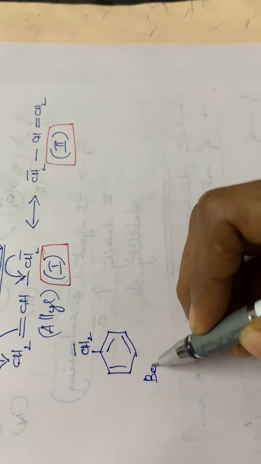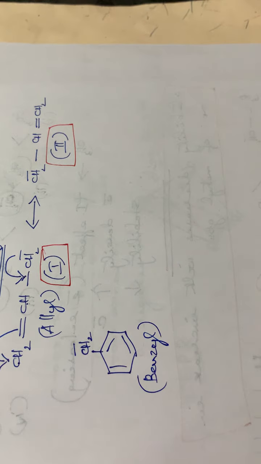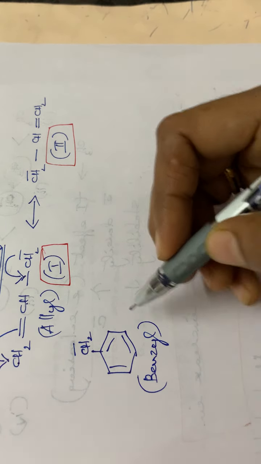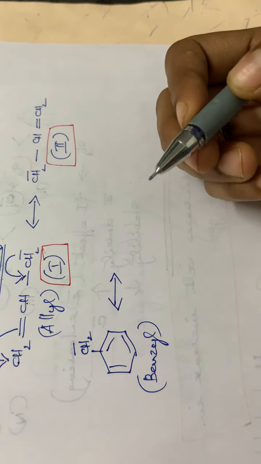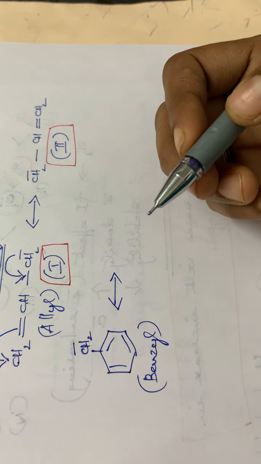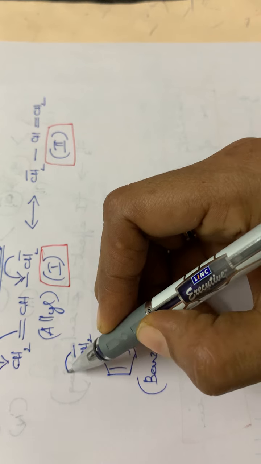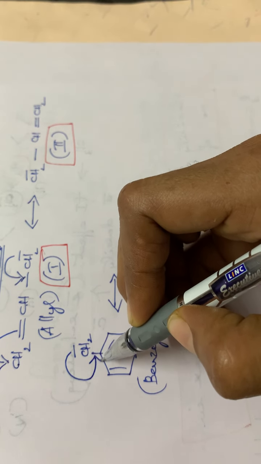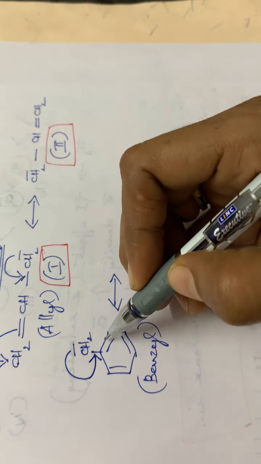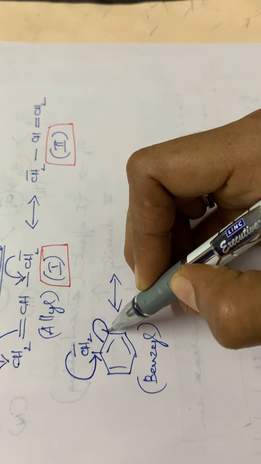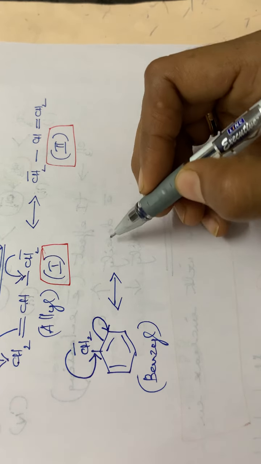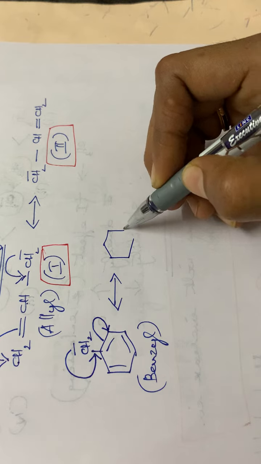C6H5CH2 minus. This is benzyl carbanion. So let us write the different resonating structures of benzyl carbanion. In the first case, this negative charge will be shifting towards this bond, and this double bond will be shifting to this carbon atom. So the first structure will be like this.